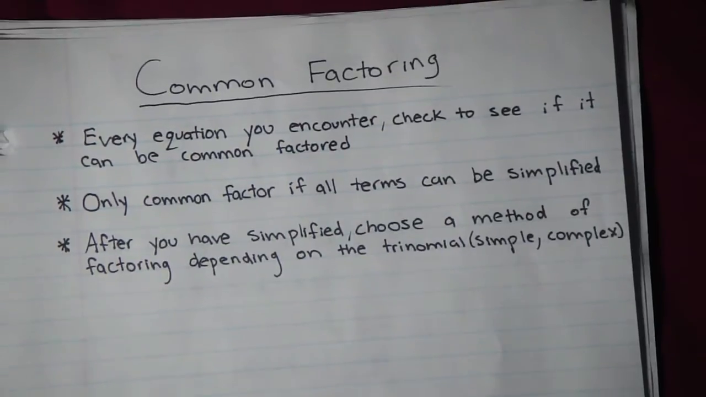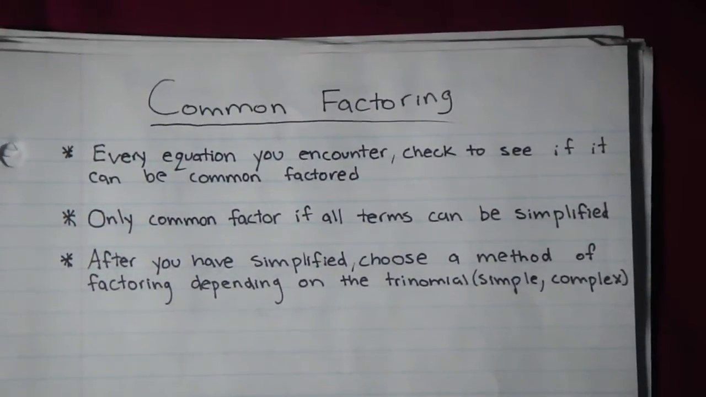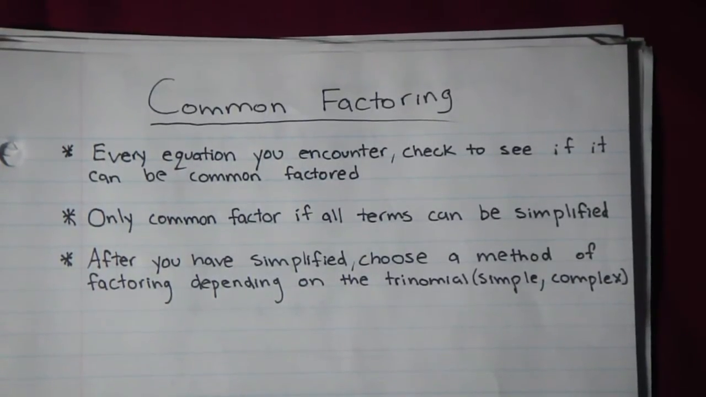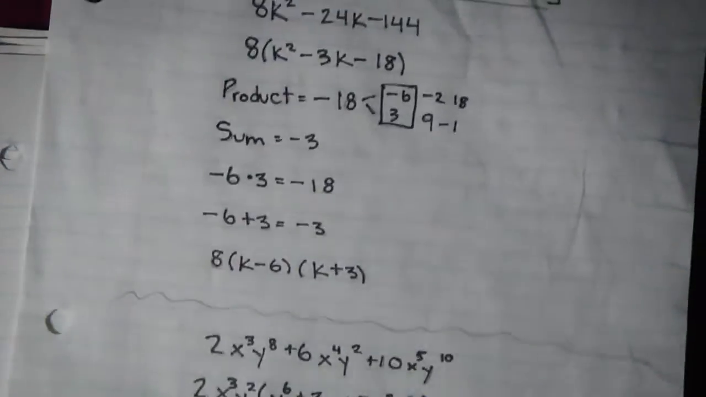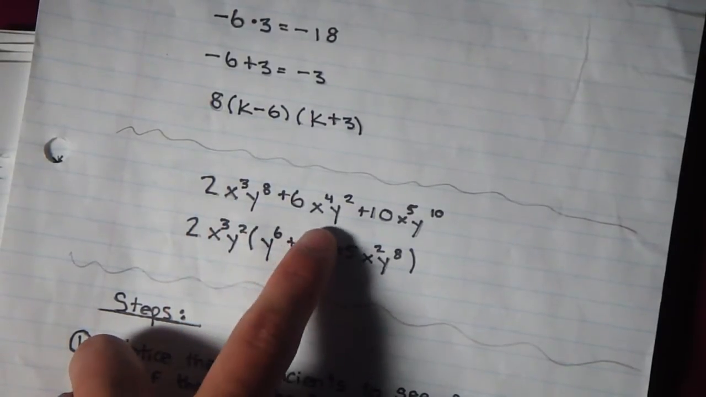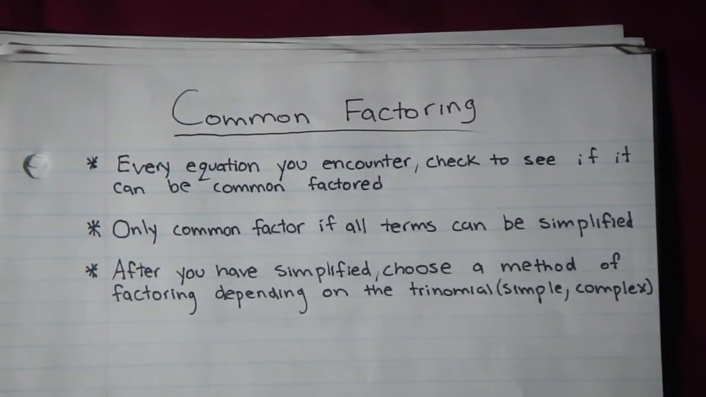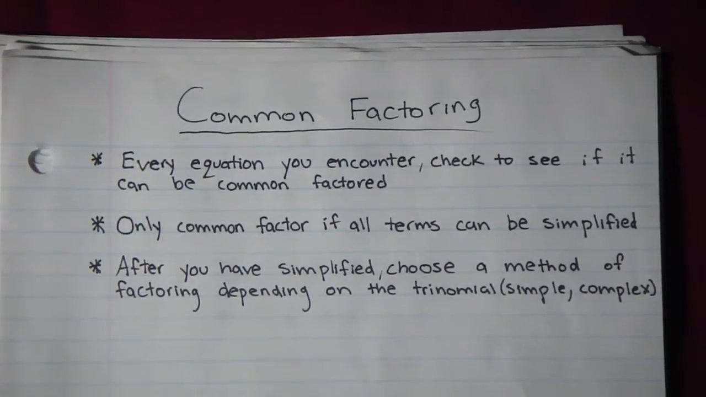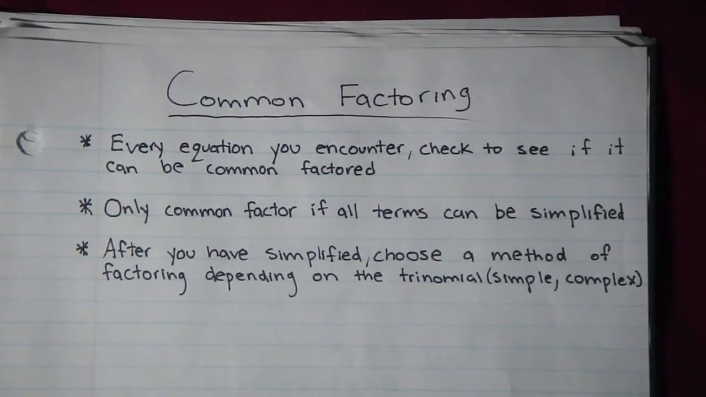Now, some key points to take in when we're common factoring. Every equation you encounter, check to see if it can be common factored. And that makes sense because if you want to try to make your life as easy as possible, you know. And the second key point is only common factor if all terms can be simplified. For example, what that means is that you have to notice the variables. As you can see here, there are 3 x's and 3 y's. If there was 2 x's and 1 z, you wouldn't want to common factor that out. So the third key point is, after you have simplified, choose a method of factoring depending on the trinomial, simple or complex.